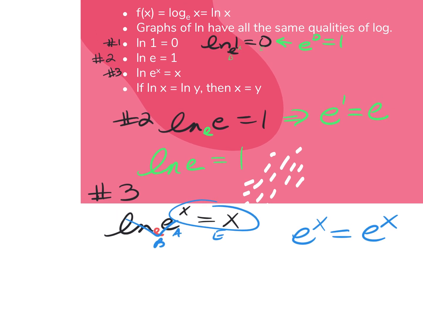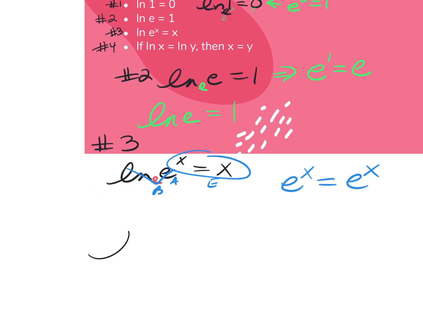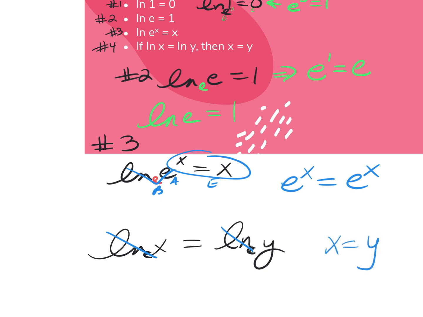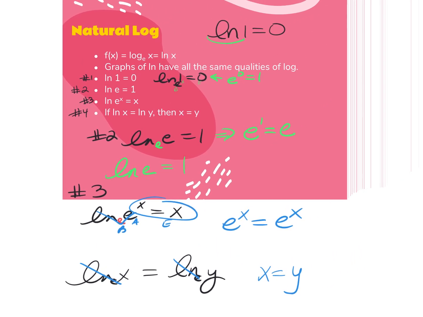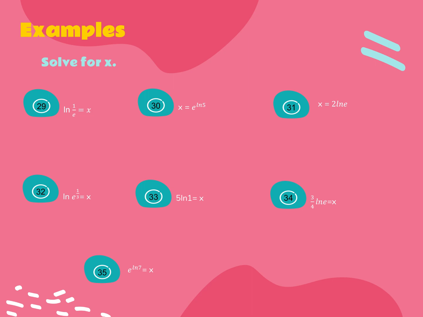And then the last property, number 4, if you have ln of x equals ln of y, again, this is similar to the one-to-one property, and you can see that the ln's would cancel, and you can see that y equals x or x equals y. So be able to memorize these properties and apply them to find the different values of the problems I'm going to be giving you. So the next slide has examples.